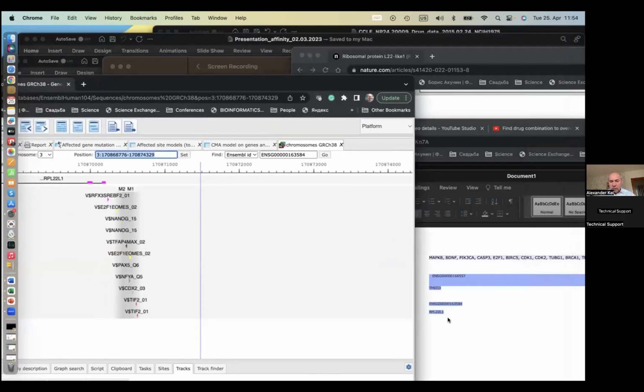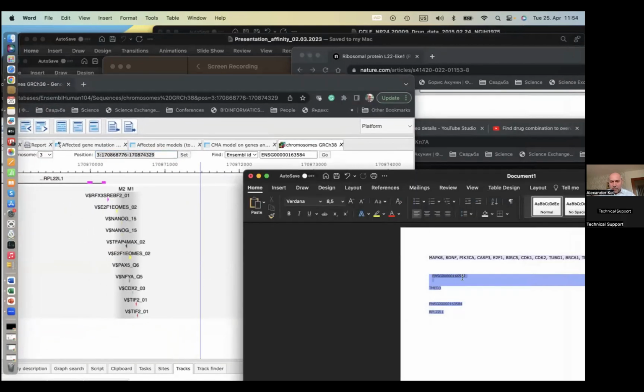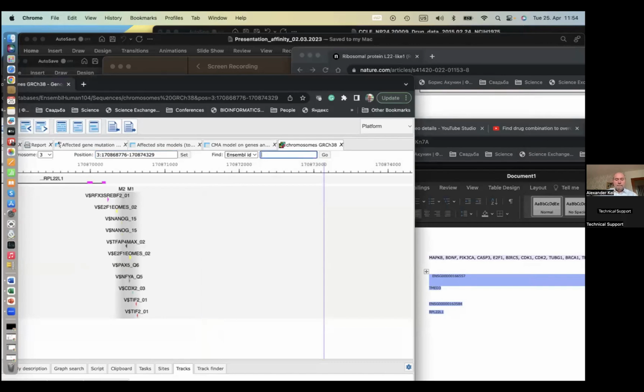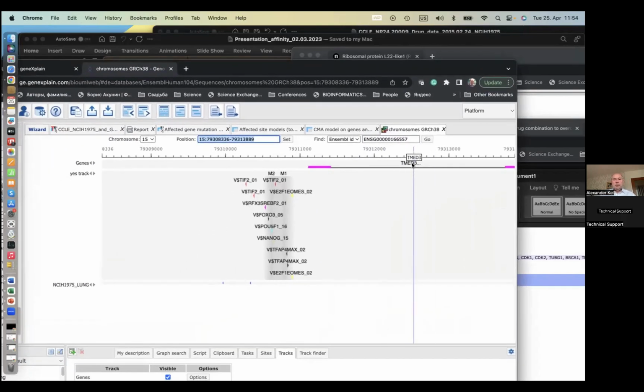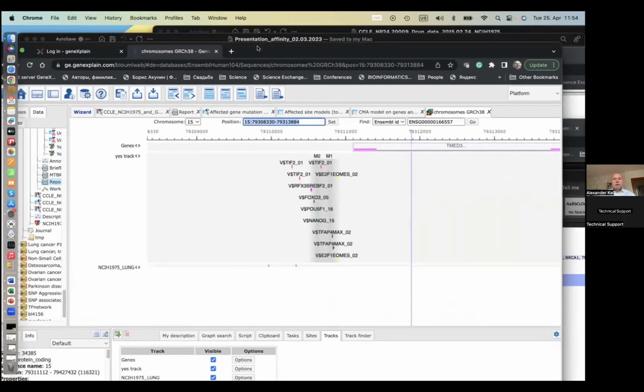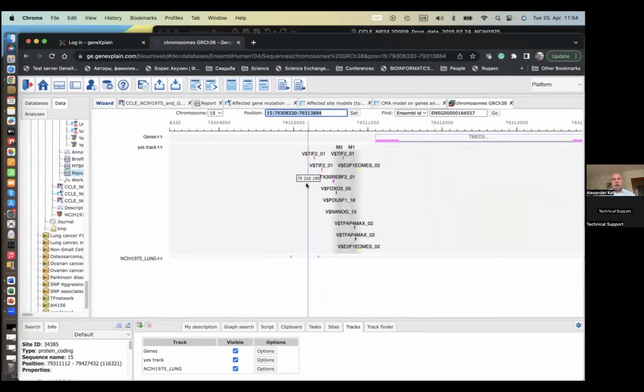Let me find another one. I prepared a couple of examples for you. So that's the gene called TMED3, and that's a very interesting gene, in fact. If we have time or you have questions, we can talk about that gene. It's known to be involved in different cancers, not in lung cancer. By the way, the cell line is about lung cancer. Sorry, I didn't tell you in advance.